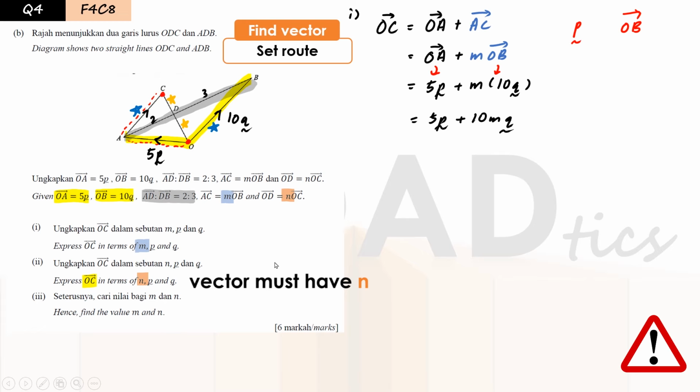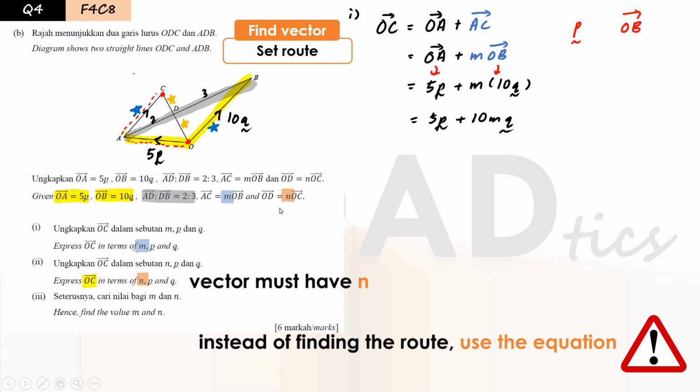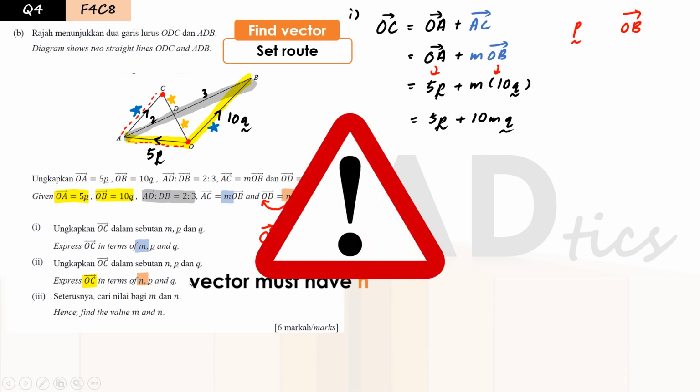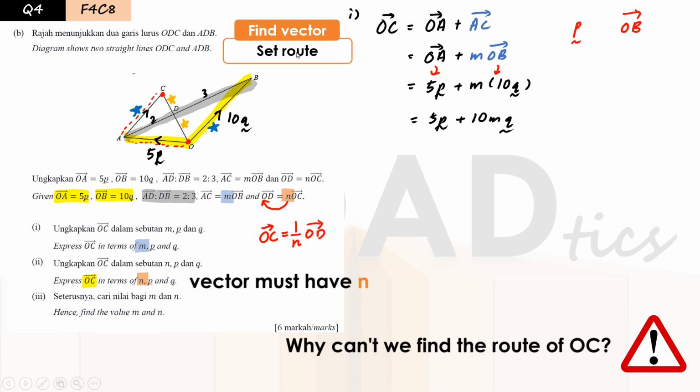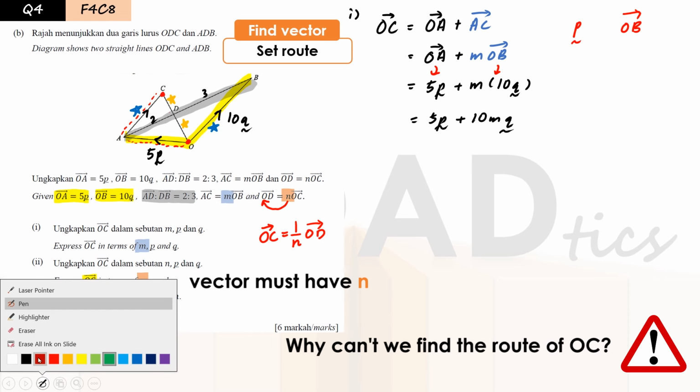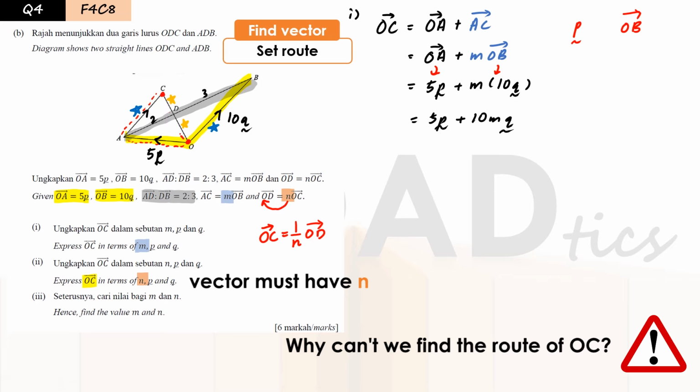How are we going to solve this? This one will be a bit special. Instead of finding the route, we can just use the equation here. Basically, for the n, I'm going to move it to the other side. So here it would be OC equals 1 over n OD. So for this question, why did I say that we cannot find the route of OC? Let's imagine that we are finding the route OC and we need to use these two vectors. The fastest way to go from O to C is through here, right?